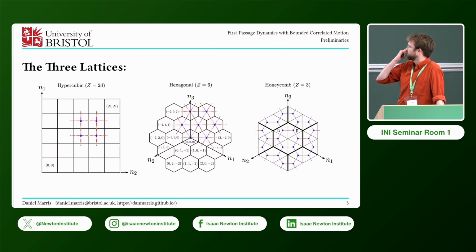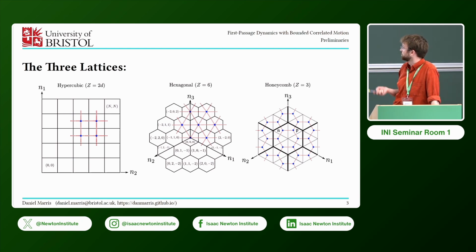I think the hypercubic lattice is very well known. So that Z here is the coordination number, or the number of sites that the walker is able to jump to. So in the square, it's 4. The hexagonal lattice, you can think about it as moving from centre to centre of the hexagons. So you've got a coordination number of 6.